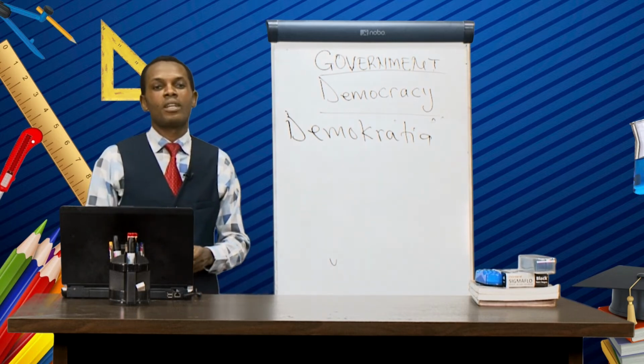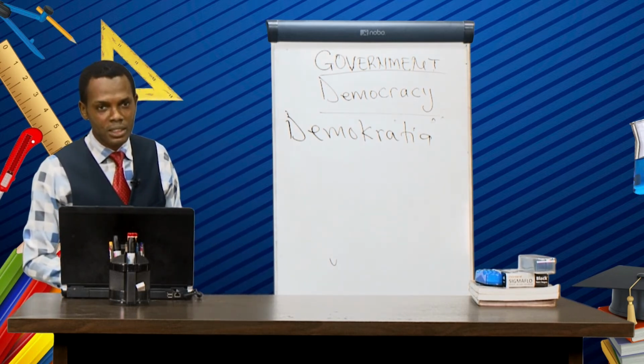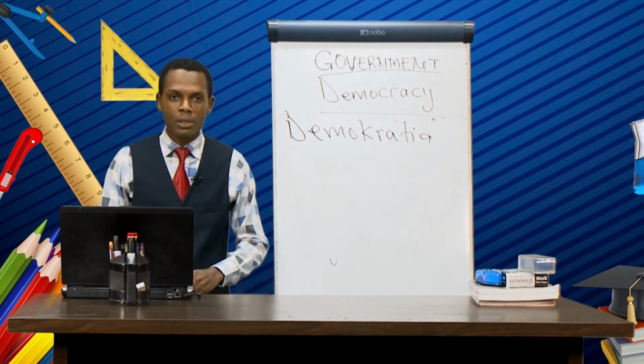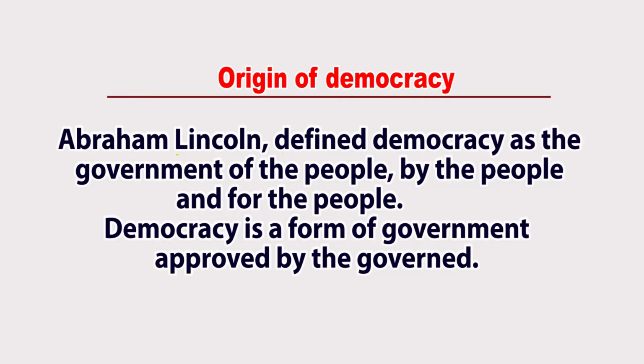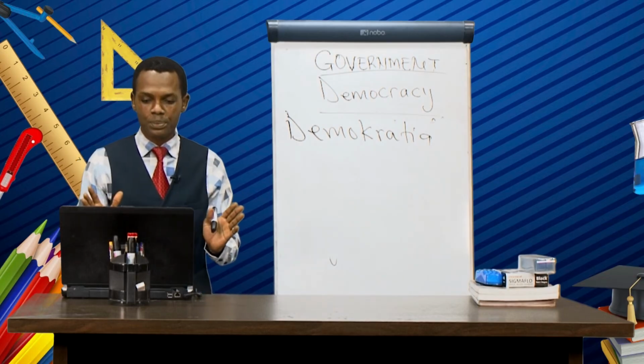No wonder the 16th American president, Abraham Lincoln, gave this definition, that democracy is defined as a government of the people, by the people, and for the people. In other words, he was saying that democracy is a form of government that is approved by the governed. So once the governed, the people that are being led, agree, then it is a democratic process.